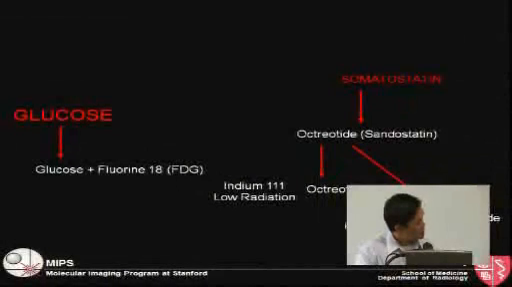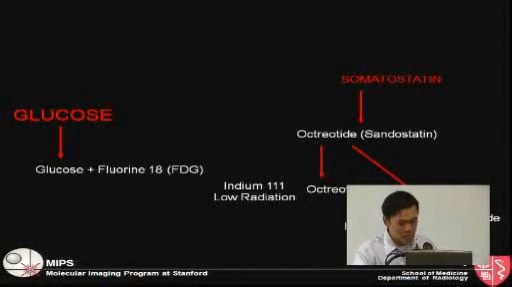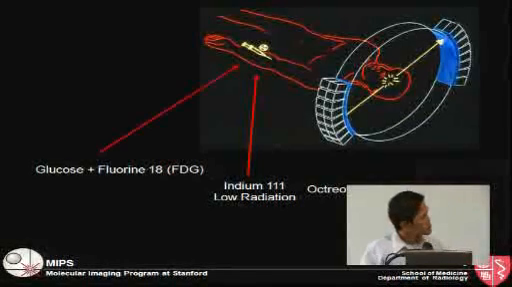With glucose, we have a similar fashion. We take a glucose molecule and bind it to a radioactive molecule called fluorine-18, and now we have a radioactive glucose molecule. Then we inject that into patients. That gets taken up into tumor cells, and we can image that as well. Okay, so that's illustrated here.